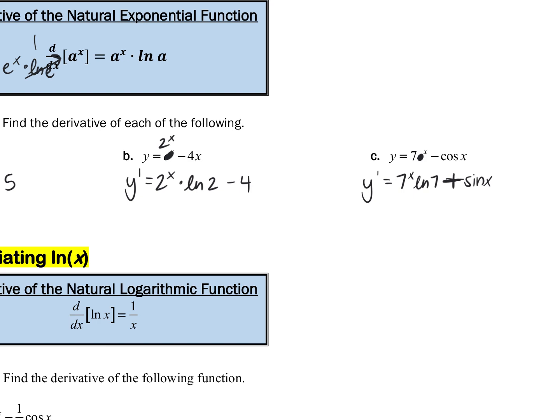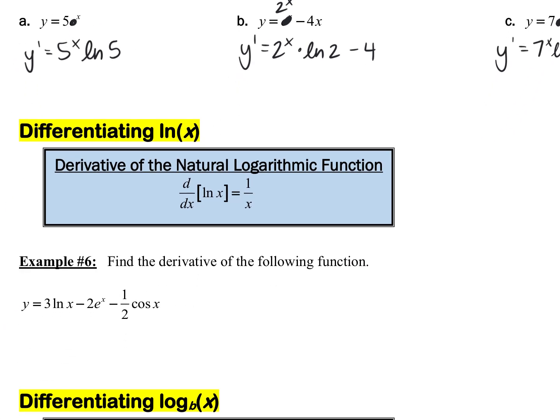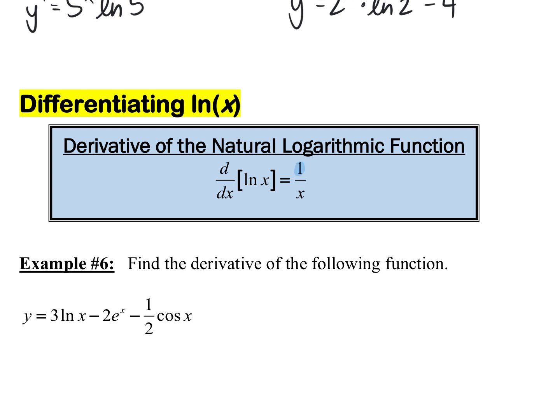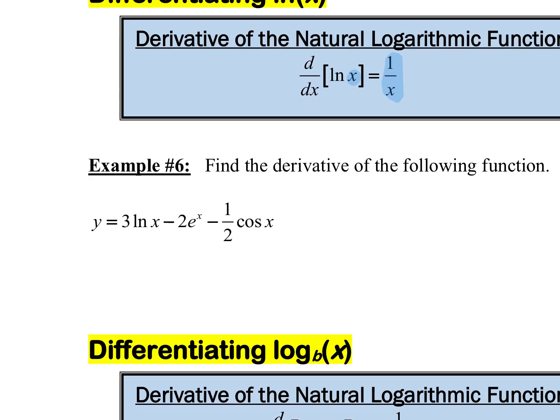All right. We've got 2 more. We've got the natural log and we've got the log. Trying to differentiate these. What do these give me? The derivative of a natural log is just 1 over whatever is there. 1 over x. So if I was looking at example 6 here, I've got a constant times the natural log of x. So this would just be 3 times 1 over x. I don't need to do the product rule because it's just a constant.